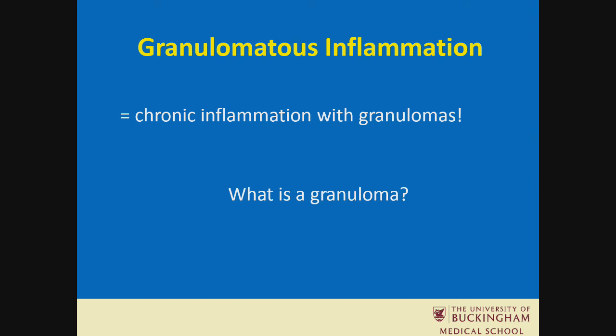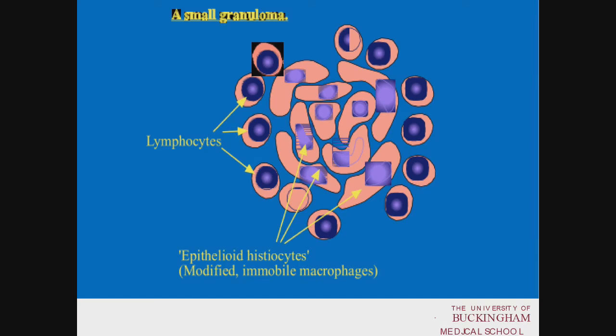Then the next, an important group of chronic inflammation, is granulomatous inflammation. Granulomatous inflammation means a chronic inflammation with a granuloma. So what is a granuloma? A granuloma is an organized collection of epithelioid cells.